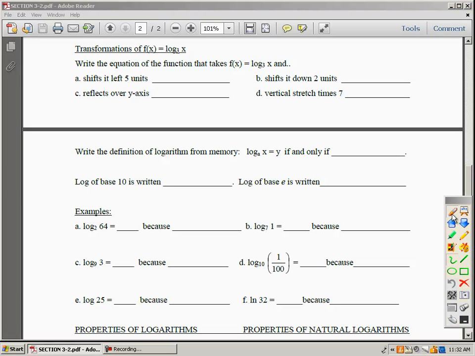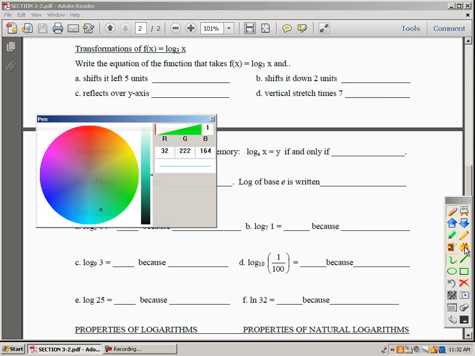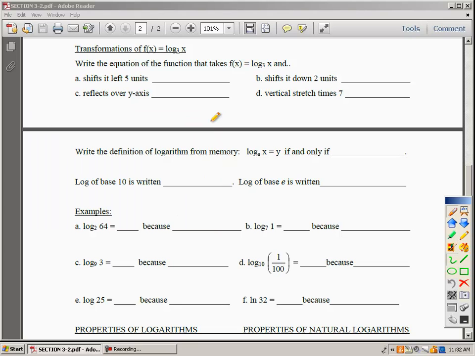As we look at transformations, it's going to work the same way as it has with any other graph. I'm going to switch my color again. If I want it to shift left 5 units, then I've got to tie it right in with the x. So I'm going to say log base 3, and if I'm shifting left, then I say x plus 5. I'm going to stick that in parentheses so that I make sure I tie it with the x value.